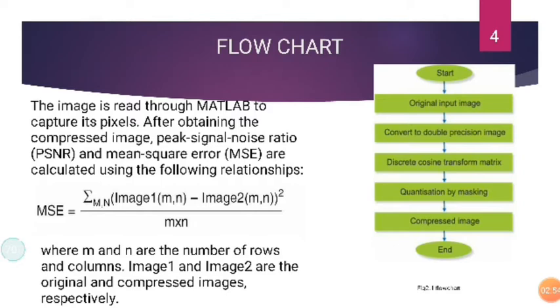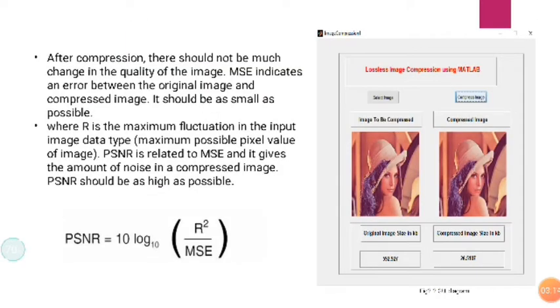In the algorithm, we start with the original input image, then convert to double precision, apply the discrete cosine transform matrix, quantization by masking, get the compressed image, and end. This is the procedure for compression of the image. After compression, there should not be much change in the quality of the image. MSE indicates the error between the original image and the compressed image.